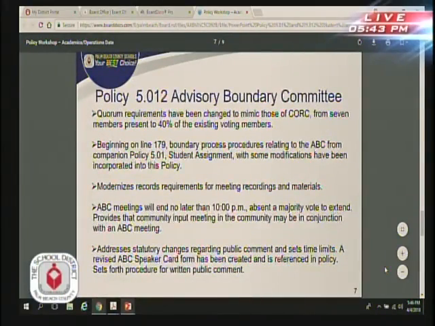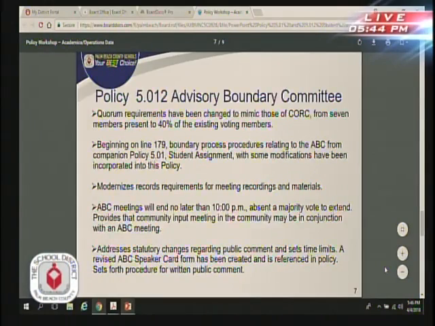To the point that we didn't have a quorum at our last meeting, we are recommending changing the quorum procedures to mimic those of CORC. We checked, and we would have had a quorum at the March 15th meeting if these procedures were in effect. Beginning on line 201, for board member Quinn that's watching the line numbers, that's where you start seeing the procedural requirements from policy 5.01 come in.